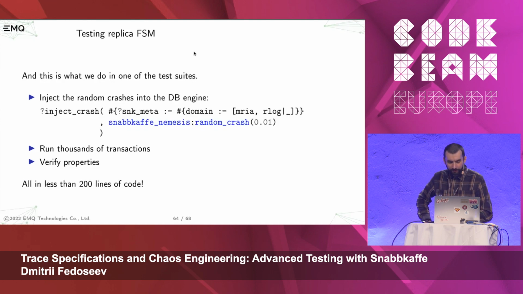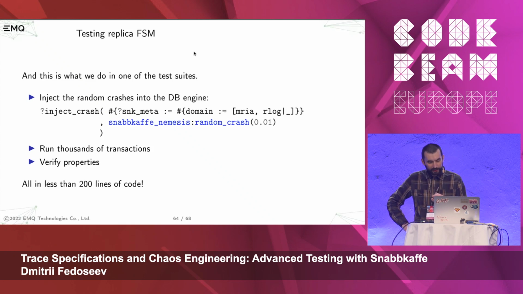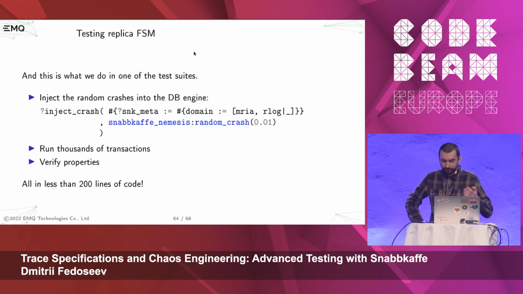And this is what we do in one of our test suites. The following snippet injects random crashes into the database engine. Then we throw thousands of random transactions into the system and verify that the transaction importing operations do the right thing by inspecting the trace. And all of this is done in less than 200 lines of code.